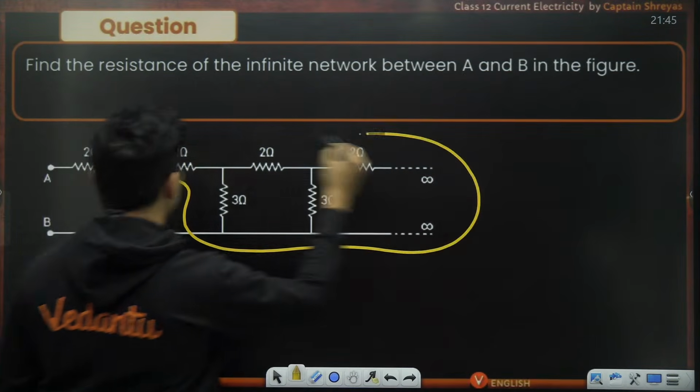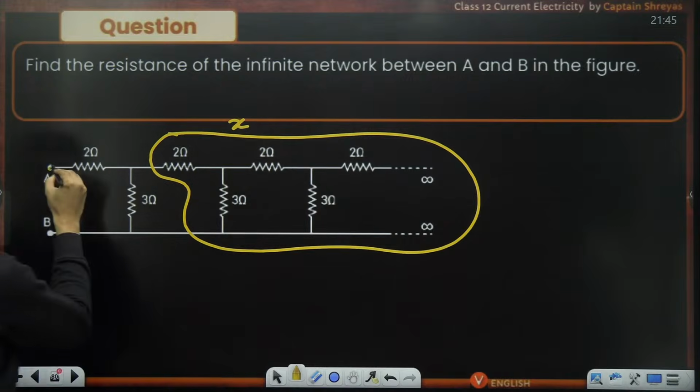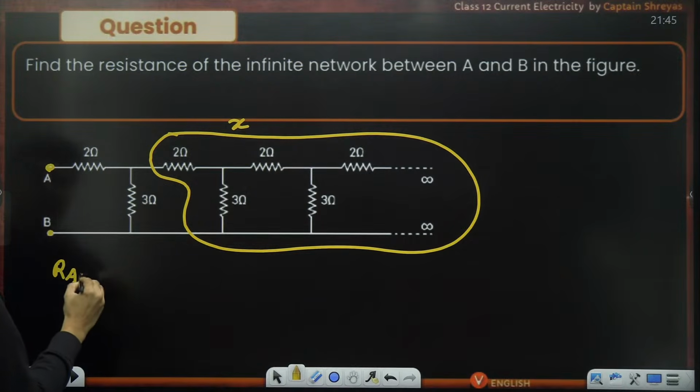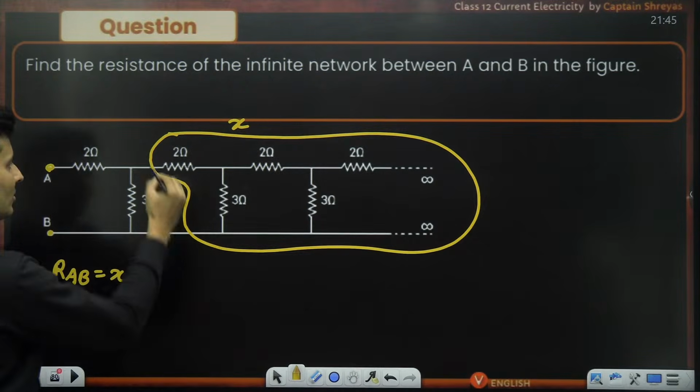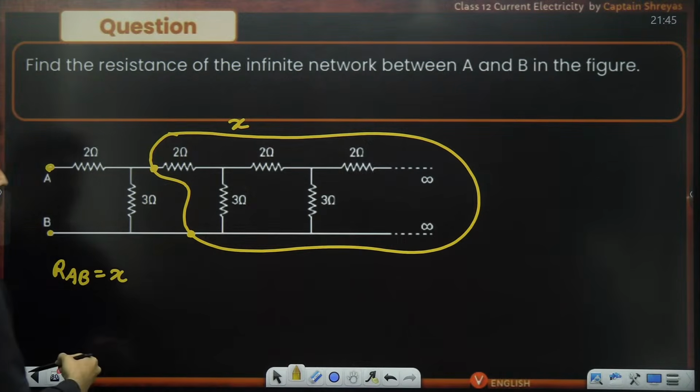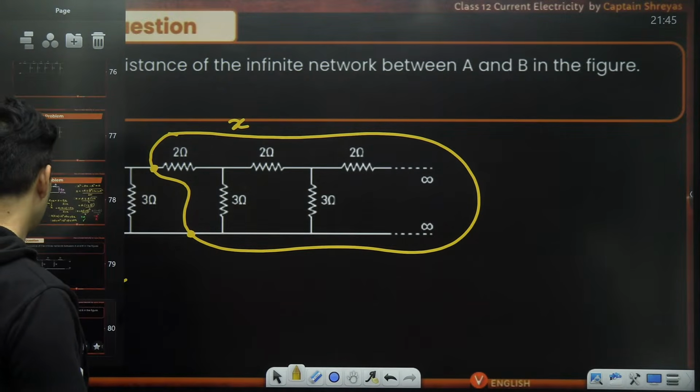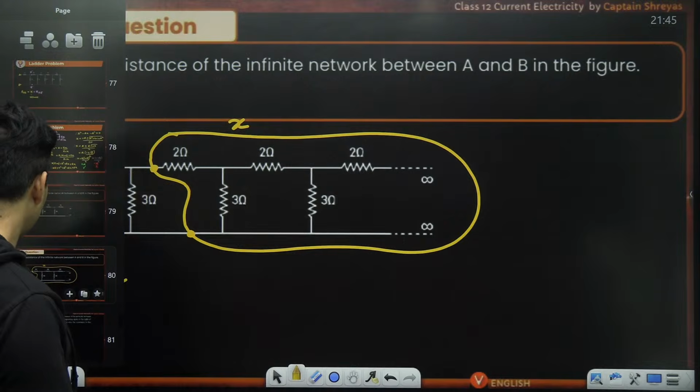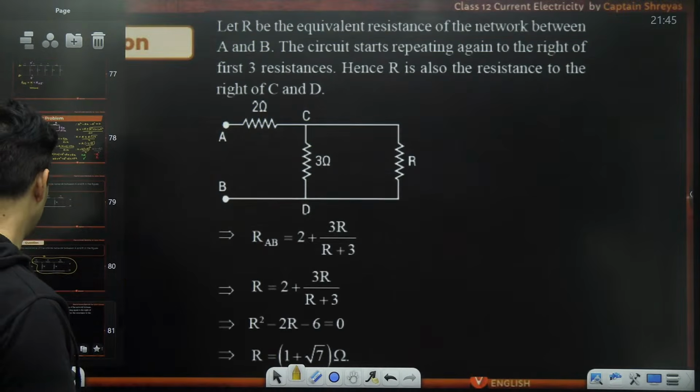You can again assume this as X. So whatever is there between A and B is also X. So it is the same resistance between these 2 points. So you again replace them with a single resistance. Okay. And it looks something like this.